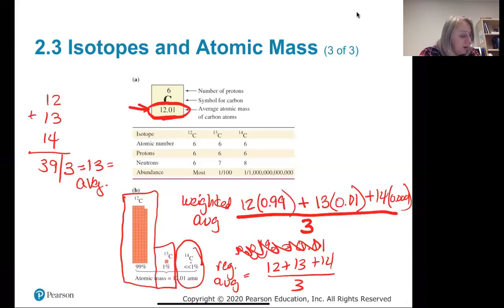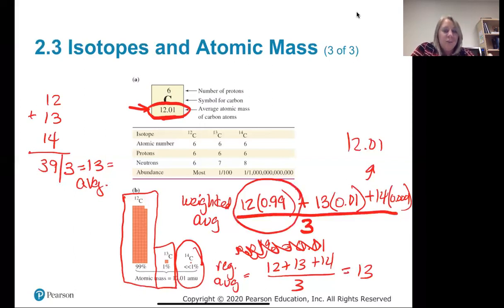So here I'm going to get 13, but here, if you put that into your calculator, you would get 12.01. So the weight of the element on the periodic table is more dependent upon the carbon-12 isotope than any other isotope. So the closer the atomic weight is to the mass number of an isotope, the more prevalent that isotope is. So I know that carbon-12 is more prevalent than any other carbon isotope, right?